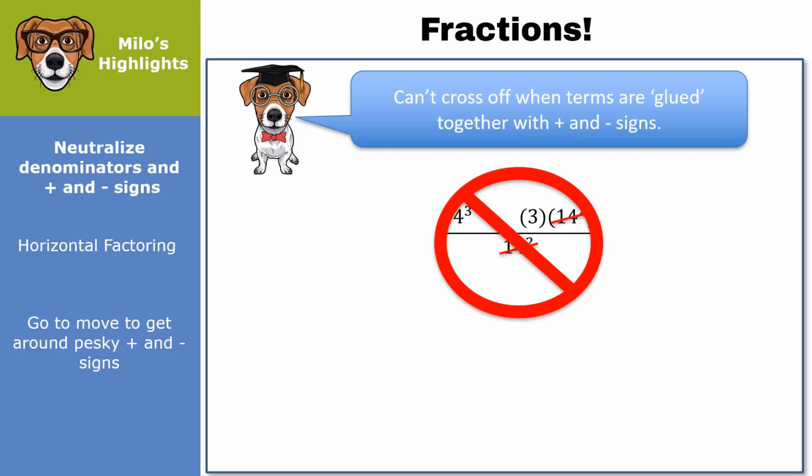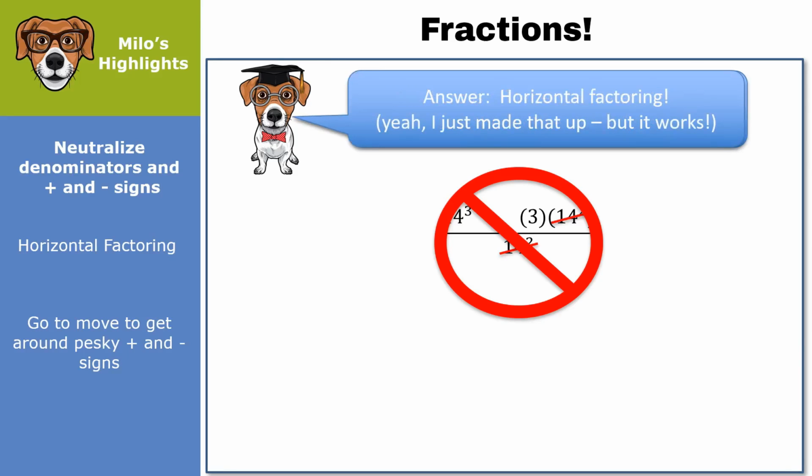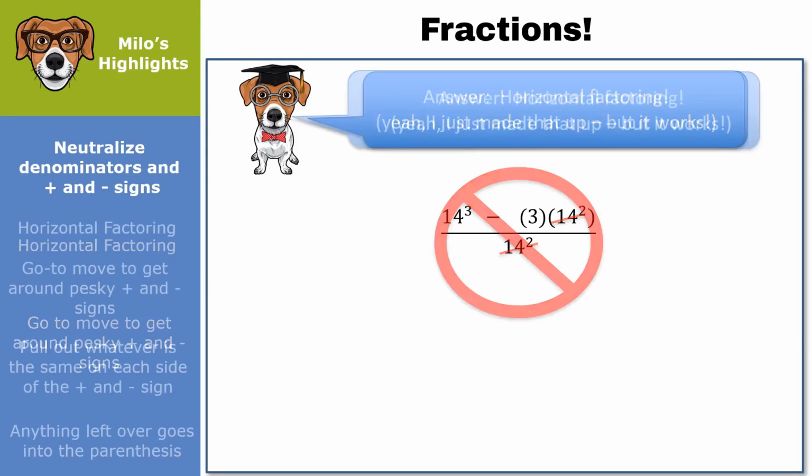Now, if we could somehow turn that expression into multiplication, well, then we could totally cross stuff off. In fact, multiplication is code for crossing stuff off. But how do we do that? Yes, Milo, that's exactly right. Horizontal factoring is exactly what we want to do, and it works like this.